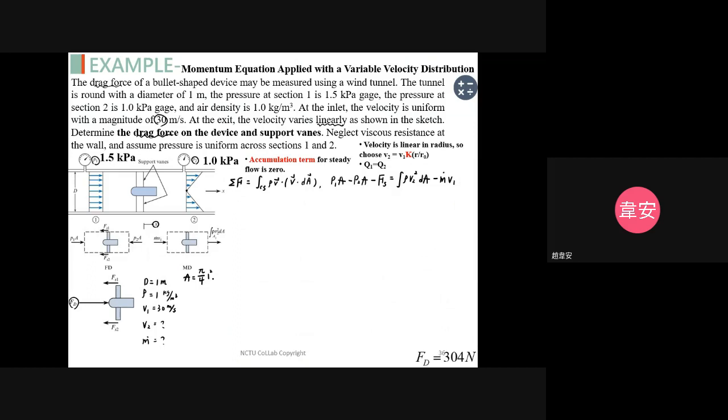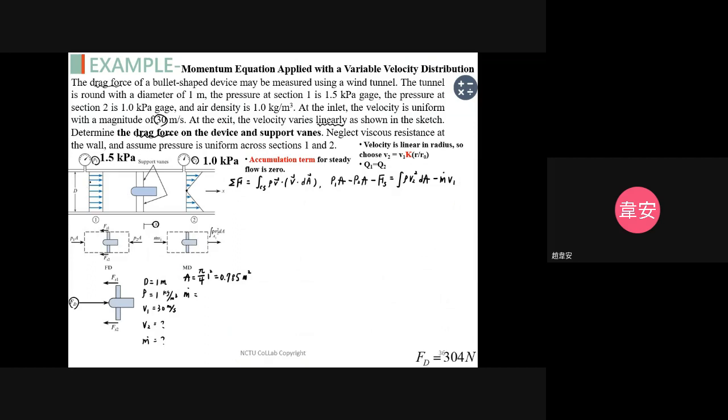D is 1 meter. So use the calculator to compute the cross section area. It's pi divided by 4 multiplied by 1. So here it is around 0.785 meter squared.